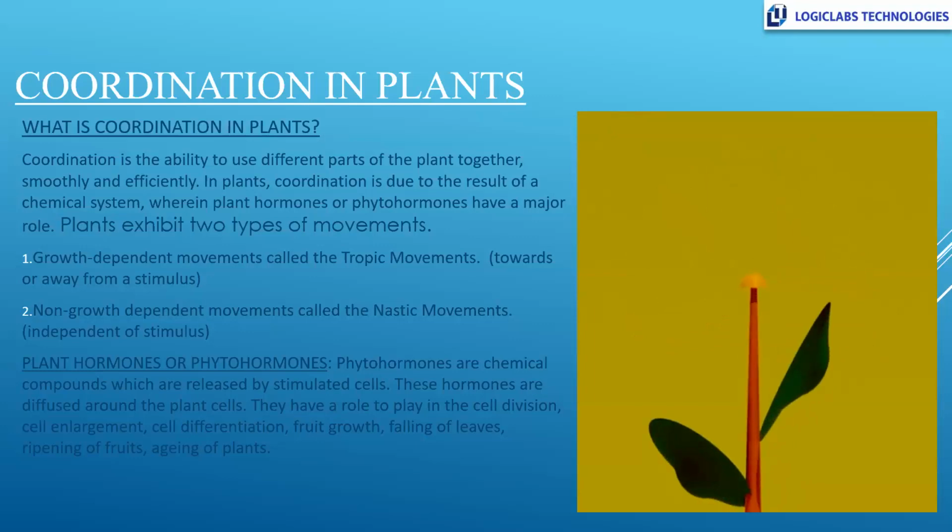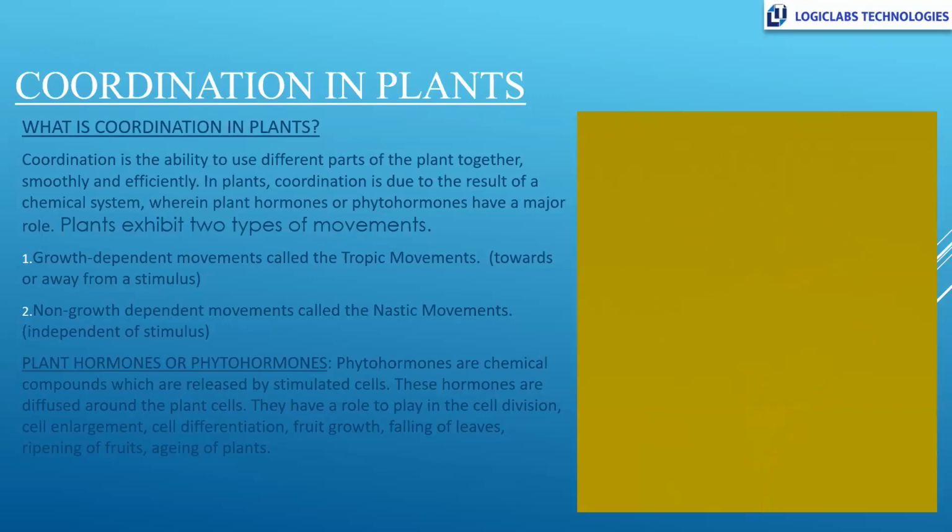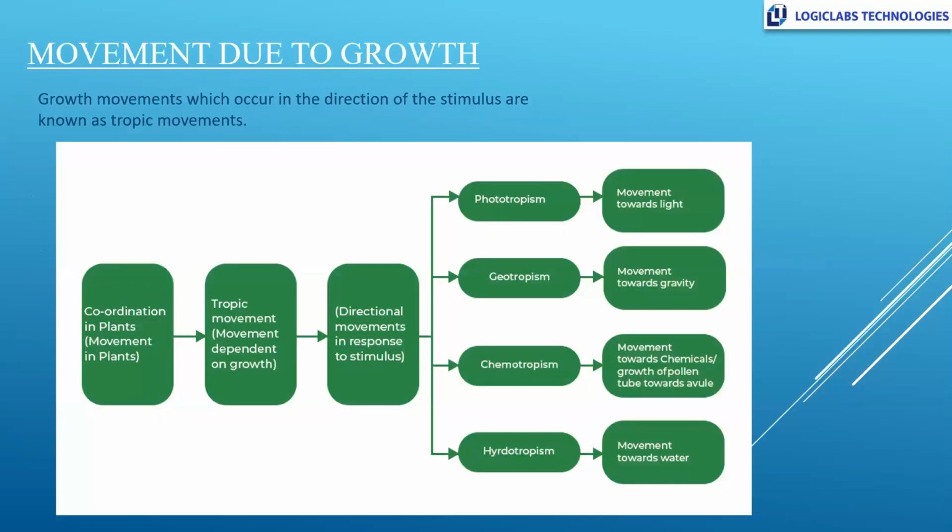This is also an example for plant hormones or phytohormones. There are different hormones which are released called the auxin, and it helps in shoot tip. All that we are going to study. Now the different movements which take place due to growth in plants.